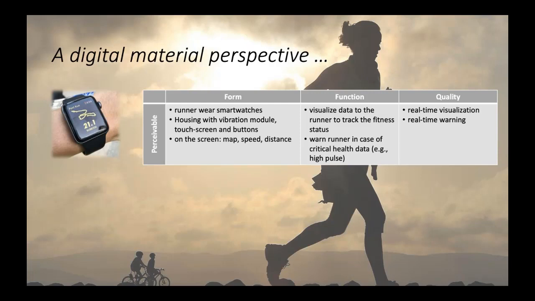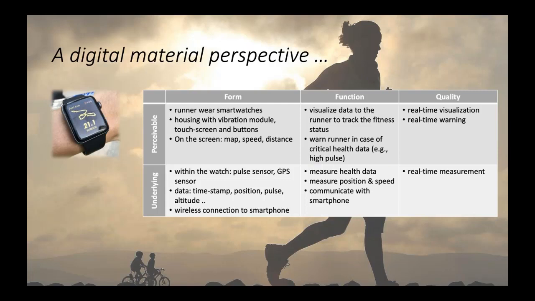And on the screen, you see also a form, map, speed, and maybe the distance that you're running. And it creates some perceivable functions for you. You visualize the data to the runner to track his fitness status. Maybe the watch warns the runner in case of critical health data, for example, if he has a high pulse. And of course, it must be real-time visualization and real-time warning to make all these things useful.